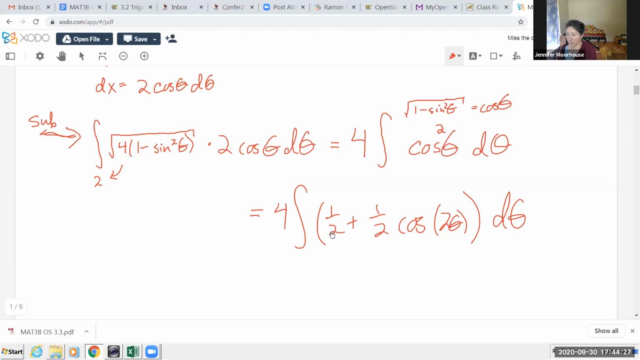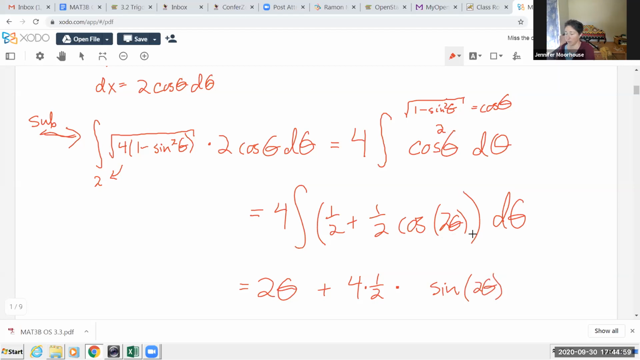the constant function, and so we get a 2 theta, 4 times 1/2, and then integrate the 1/2 cos 2 theta. We're going to have 4 times 1/2 times the integral of cosine, which is sine, and it's a 2 theta.